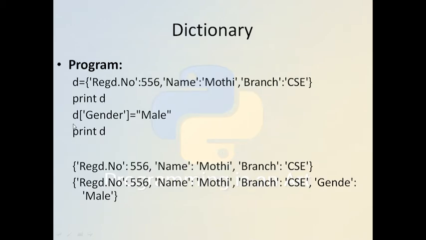If we want to add some new key value pair, here we already have the keys registered number, name and branch. If we want to add one more key, we just put D of gender, and the value of gender is male. So we print D first, which prints three key and value pairs, and in the second print it will contain four key and value pairs.